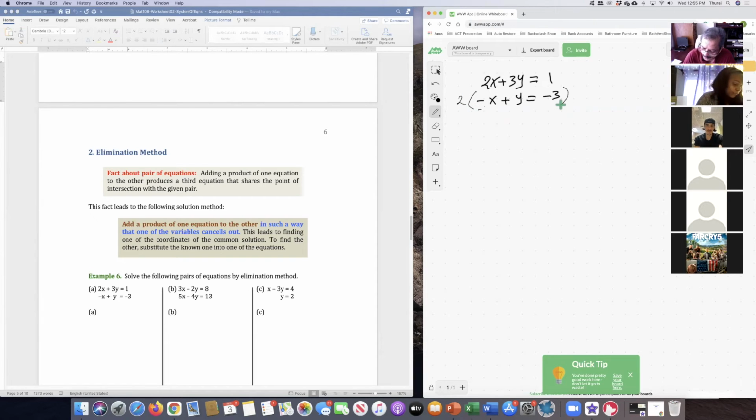Multiply the second equation by 2. Then I'll get minus 2x plus 2y equal to minus 6. You have to multiply both sides though. If you multiply both sides, the equation is still the same. You're not changing the equation. I'm copying the first equation on top of that. And now I'm going to add both sides of both equations. The x's will cancel out. I have 5y equal to minus 5. Minus 6 plus 1 is minus 5. Divide this by 5. I get y equal to minus 1.